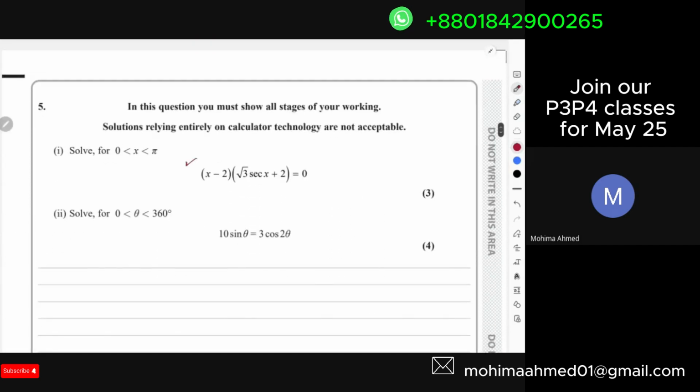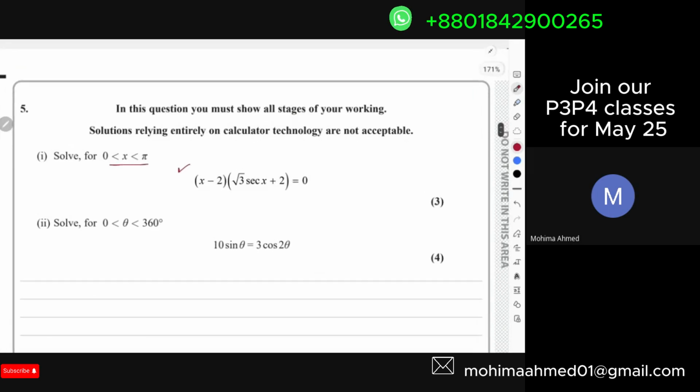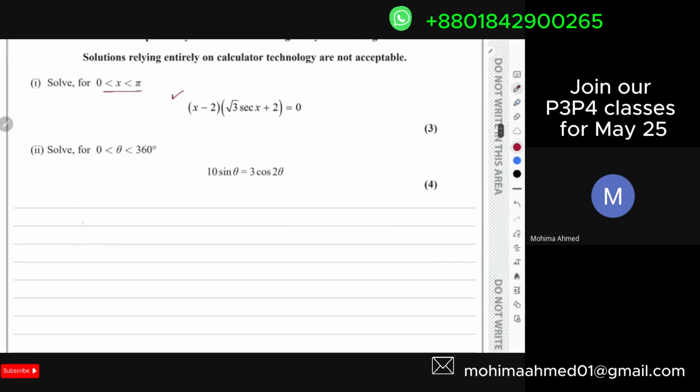Solve this equation within 0 to pi. That means maths has to be carried out in radians. (x minus 2)(root 3 sec x plus 2). Okay. So x minus 2 gives you x equals 2. And the other factor is going to give you root 3 sec x plus 2 equals 0.